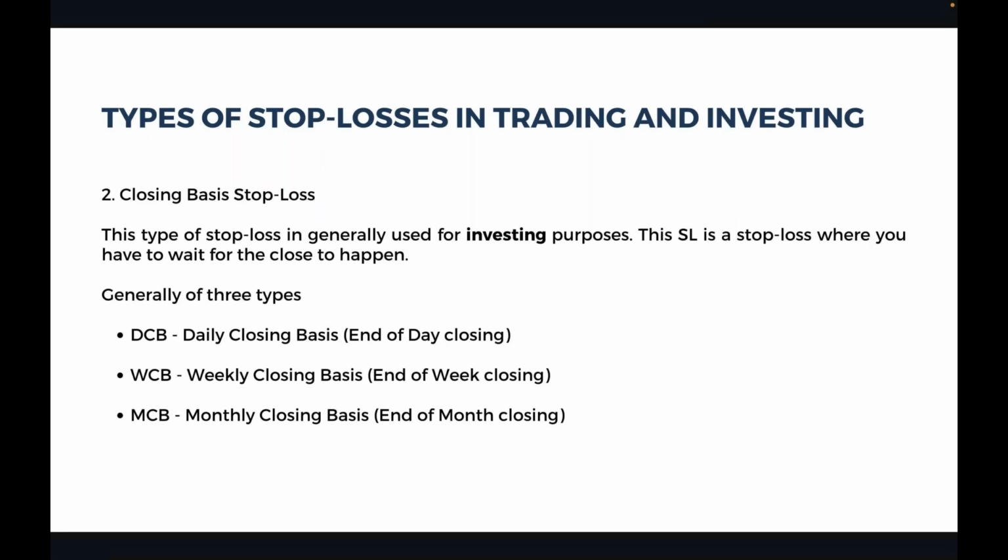First one is a daily closing basis stop loss, जिसमें हमको end of day की closing monitor करनी होती है. Second one is a weekly closing basis stop loss, which is called a WCB, जिसमें हमको end of week की closing monitor करनी होती है. And third one is an MCB, which is called a monthly closing basis stop loss, in which we have to monitor the month end closing of the candle.